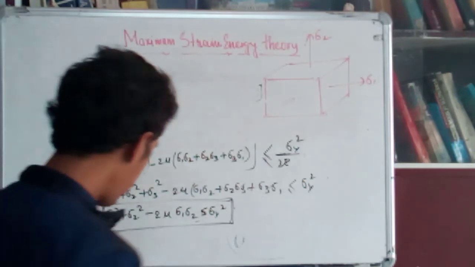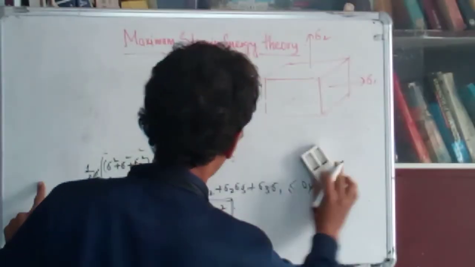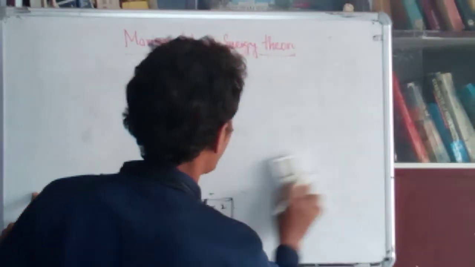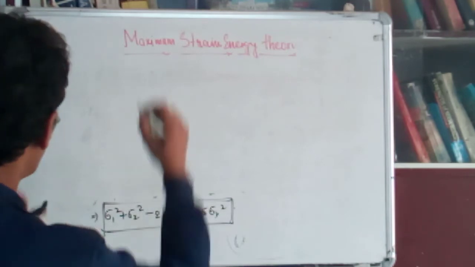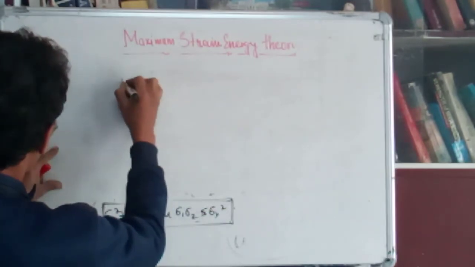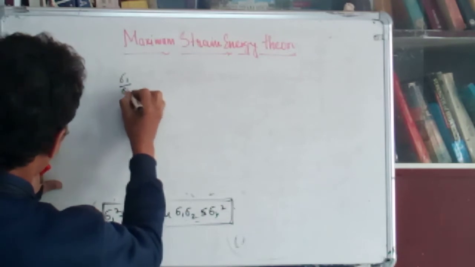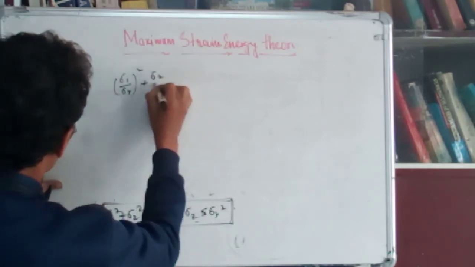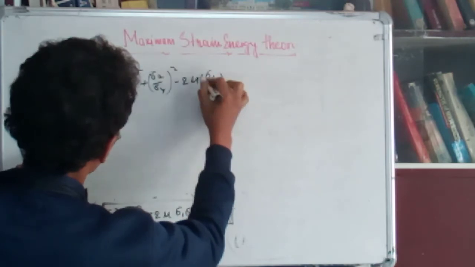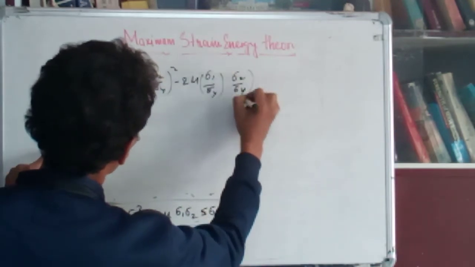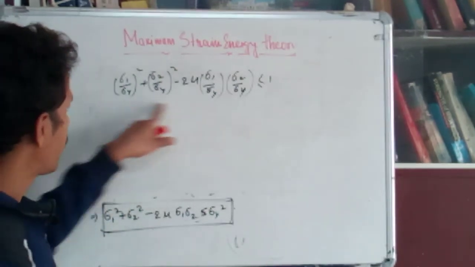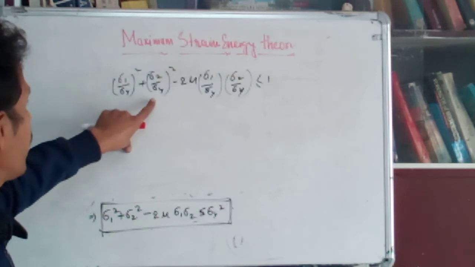Okay. Now we will compare this theory, to see whether this theory is applicable for ductile material or not, whether the component is made of ductile material or not. Okay. So we have sigma 1 square plus sigma 2 square minus 2 mu sigma 1 sigma 2. So we can write sigma 1 by sigma y whole square plus sigma 2 by sigma y whole square minus 2 mu sigma 1 by sigma y into sigma 2 by sigma y, less than or equal to 1. So this is an equation of an ellipse. Okay, this is an equation of ellipse.